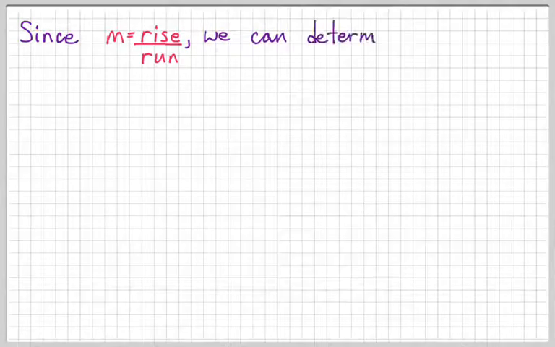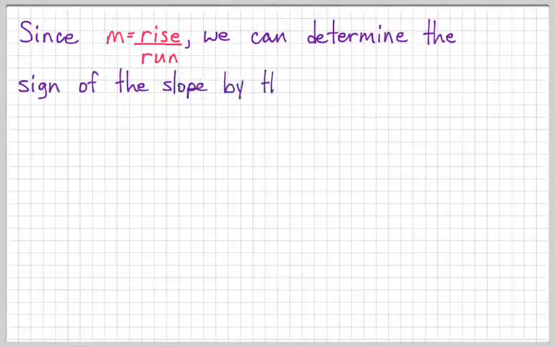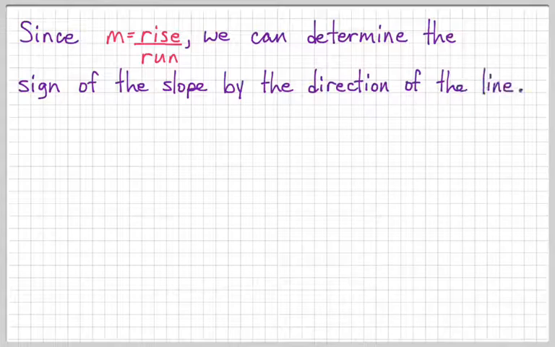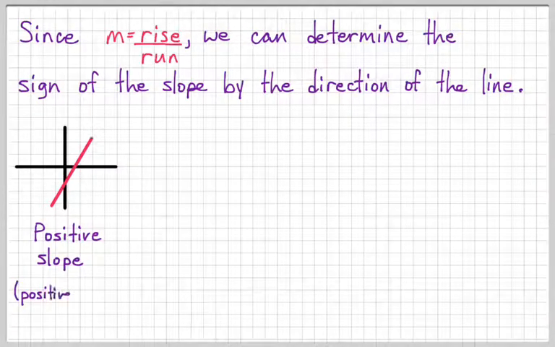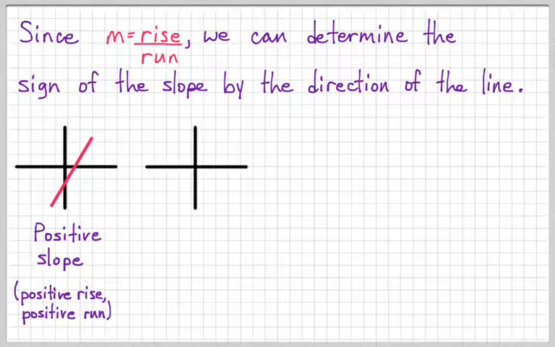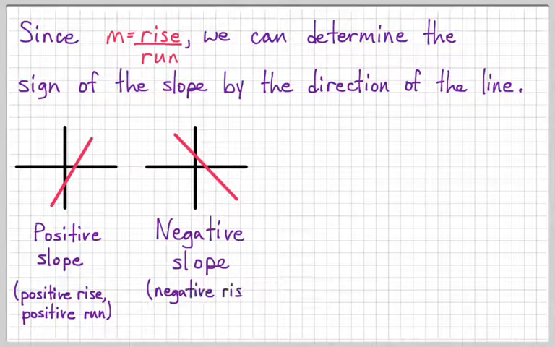Now, since slope equals rise over run, we can determine the sign of the slope by looking at the direction of the line. This line has a positive rise and a positive run to get from one point to the next. So uphill to the right is positive. Downhill to the right, if we're looking at this point and say this one, we have a negative rise compared to a positive run. So that's going to make a negative slope.